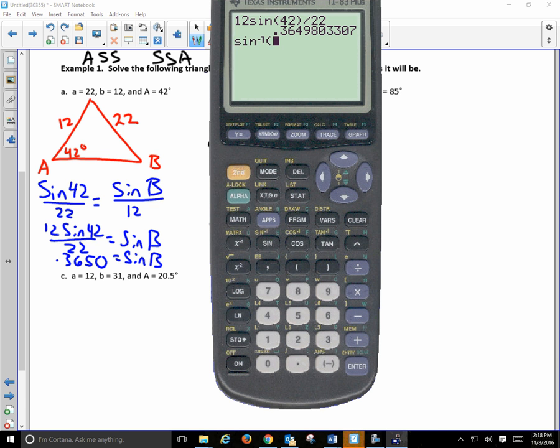We'll go sine inverse of that answer. And I get 21.41 degrees.